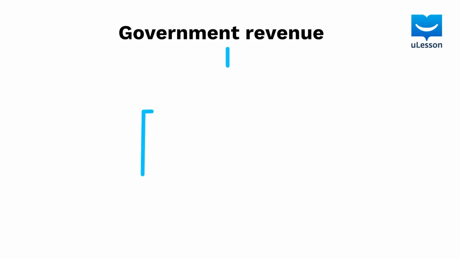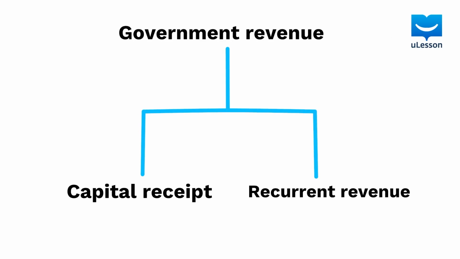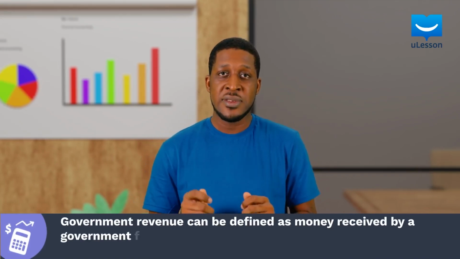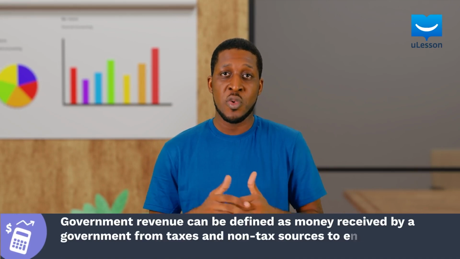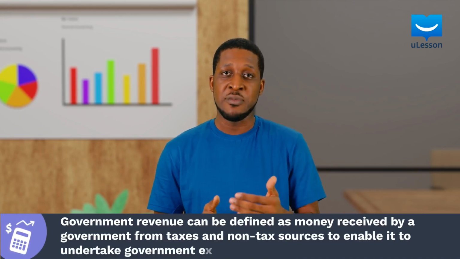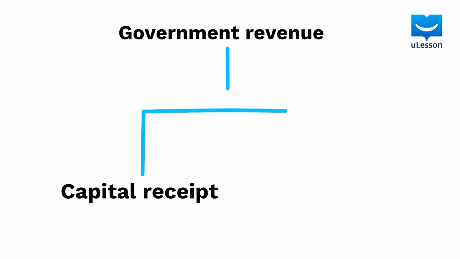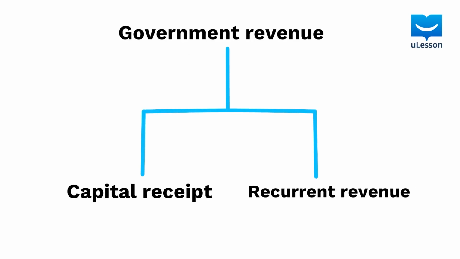This lesson will give an in-depth view of the definition and types of government revenue, which are the capital receipt and the recurrent revenue. But first, what is the term government revenue? Now, government revenue can be defined as money received by a government from taxes and non-taxes sources to enable it to undertake government expenditures.